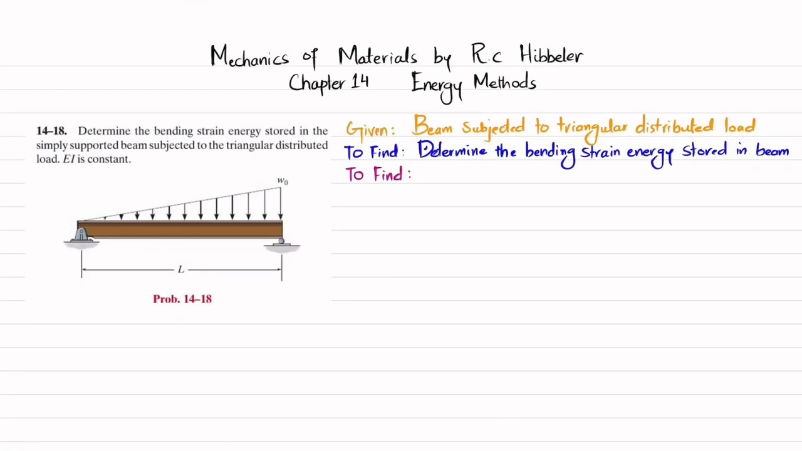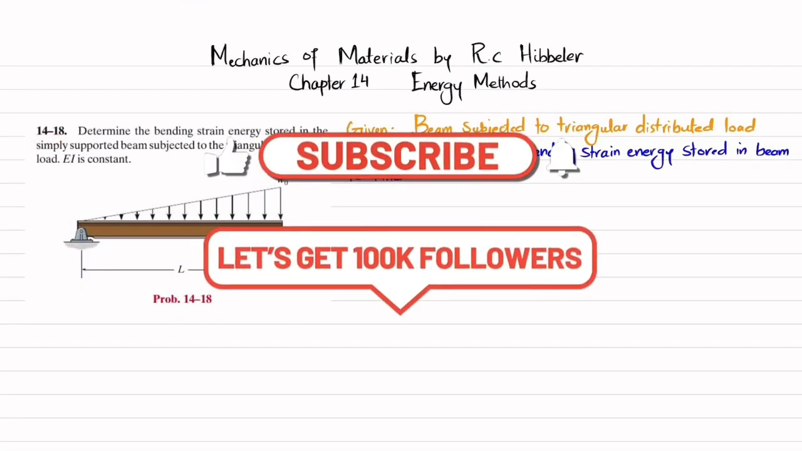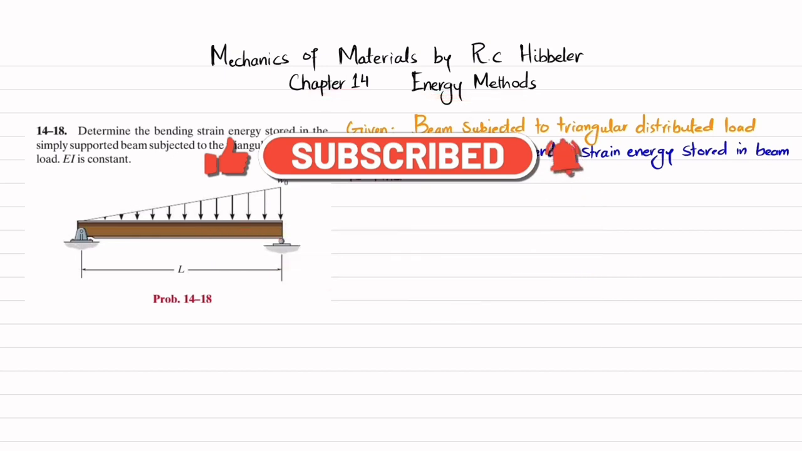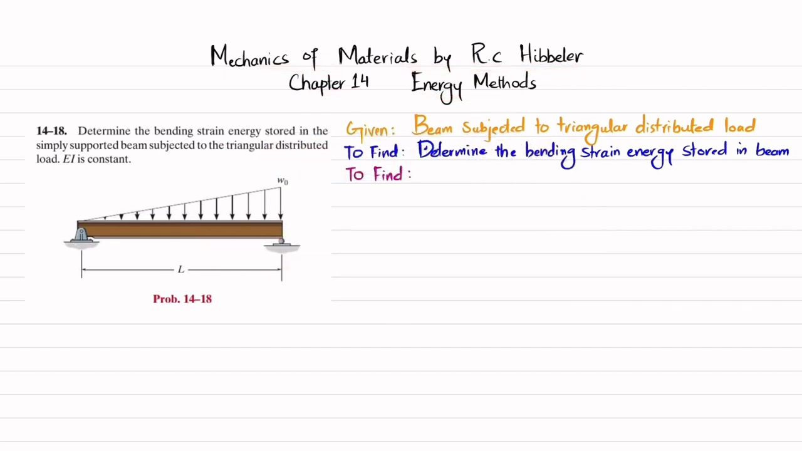Welcome back. In this video, we are going to solve problem 14-18 that is taken from chapter number 14, Energy Methods, and the book name is Mechanics of Materials by R.C. Hibbeler. So the statement is: determine the bending strain energy stored in the simply supported beam subjected to triangular distributed load.